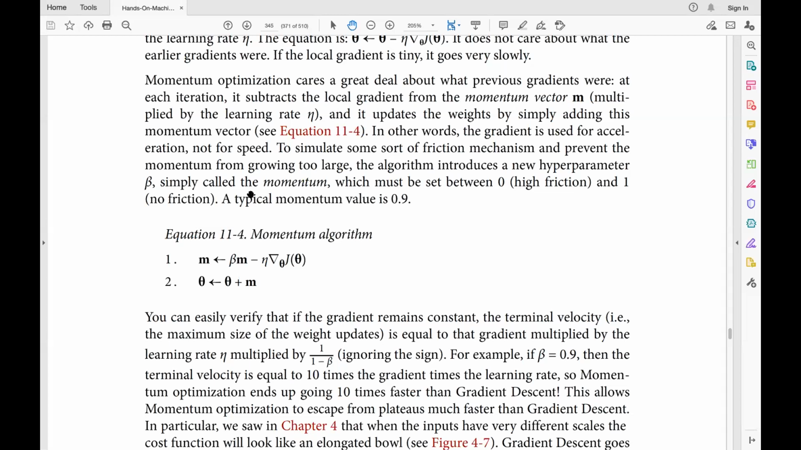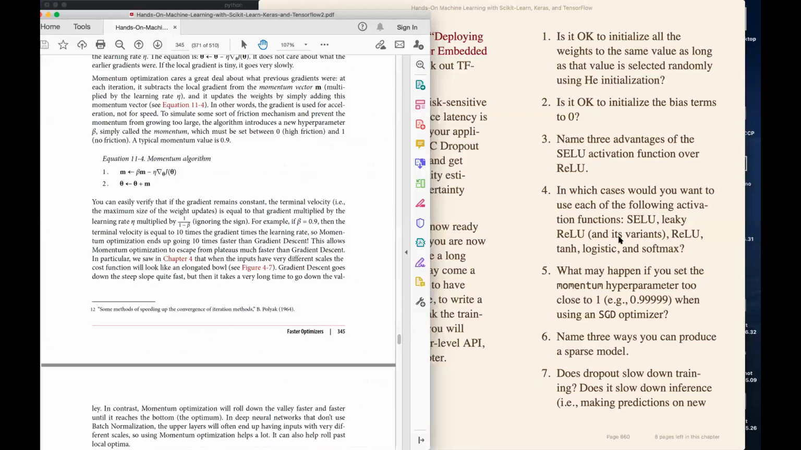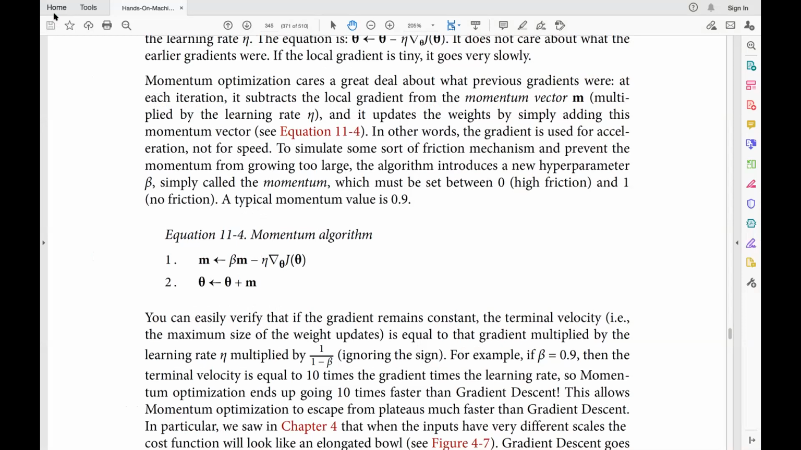So here is the answer: simply call the momentum, which must be set between 0, high friction, and 1, no friction. A typical momentum value is 0.9, so it's rather close to 1. I think higher momentum means you are giving more importance to the history of the gradient rather than the current gradient, because if beta is high, then there is no friction. Something is weird. There should be a 1 minus beta as well. I'm not sure why it's not there.